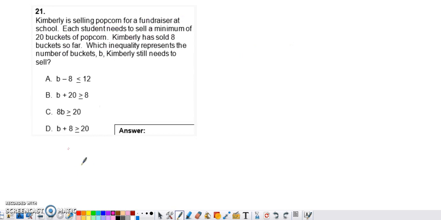Okay. Number 21, Kimberly is selling popcorn for a fundraiser at school. Each student needs to sell a minimum of 20 buckets of popcorn. Kimberly has sold 8 buckets so far. Which inequality represents the number of buckets B that Kimberly still needs to sell? Okay, so a minimum of 20 buckets means that whatever my variable is over here has to be greater than or equal to 20, because 20 is the smallest amount that I can sell. So that means I can sell 20 or more.